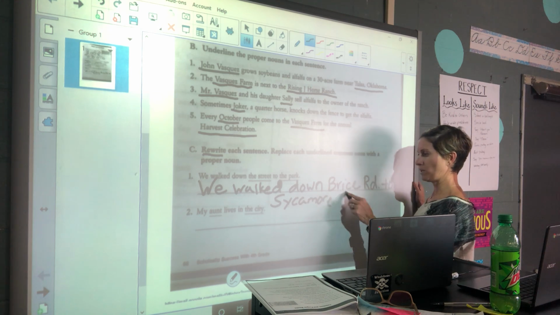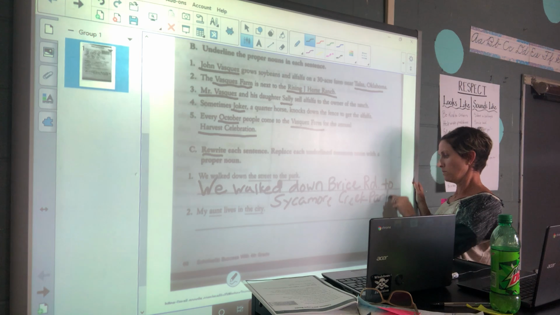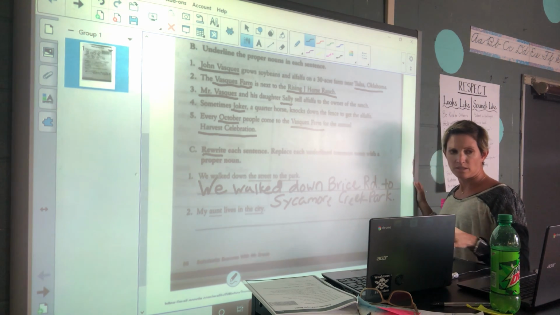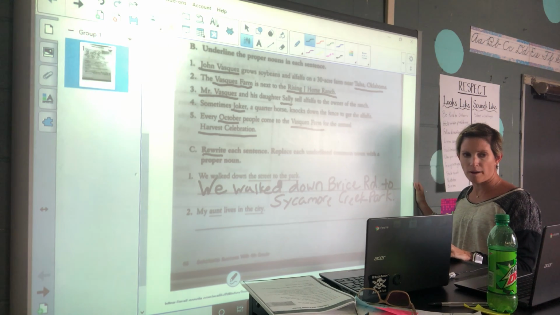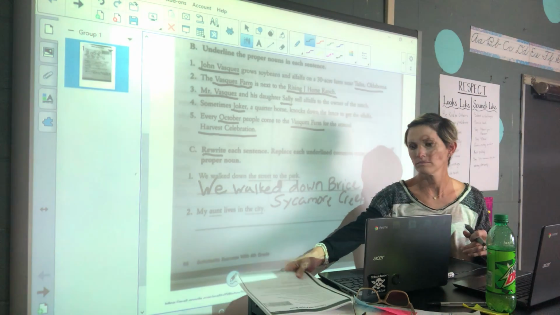It's 3 numbers, right? So I start at the back. I scroll, count over: 1, 2. Okay, so we're changing our common nouns to proper. What belongs in front of the 7? Hand up.